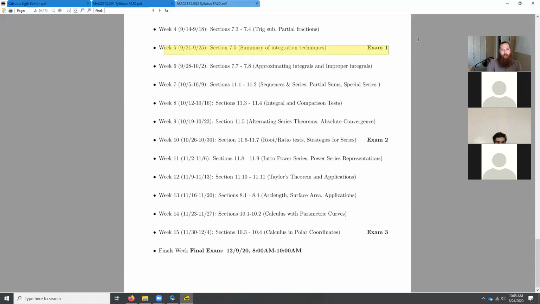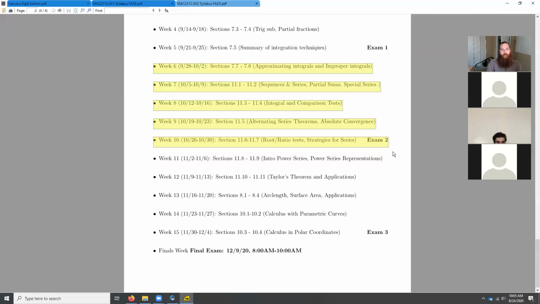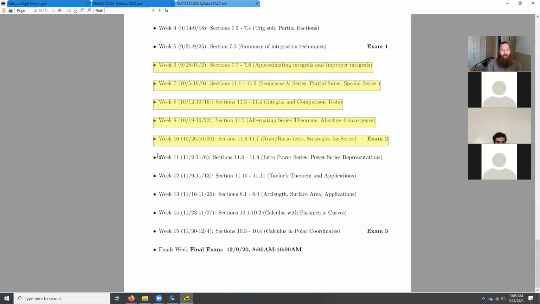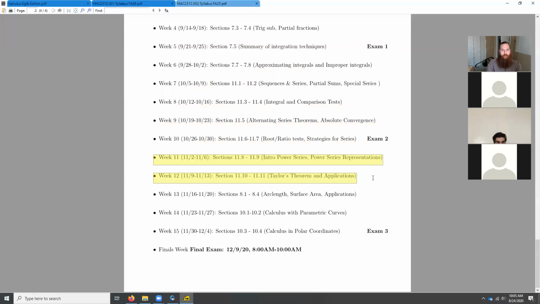So make sure that after exam 1, you come in ready to work really hard. Really, the hardest part of this class is power series and Taylor's theorem. This stuff I used to put on exam 2. I now put on exam 3 to split it up a little bit.